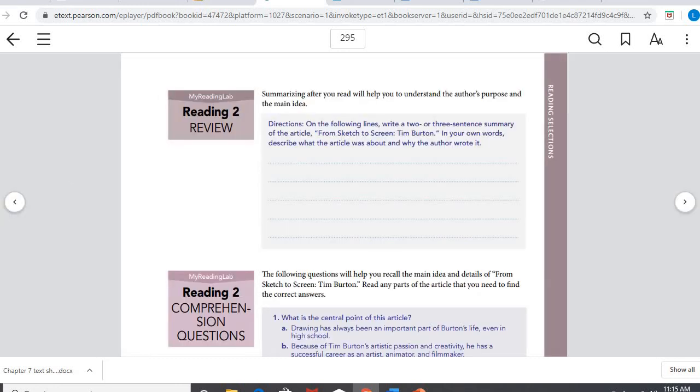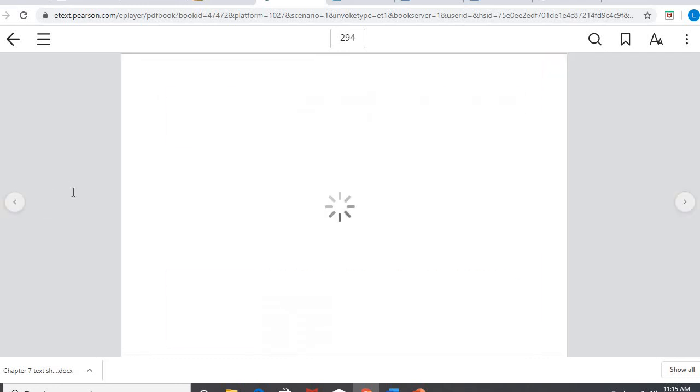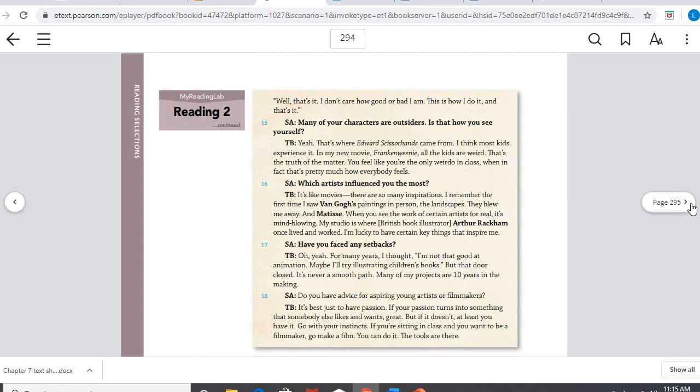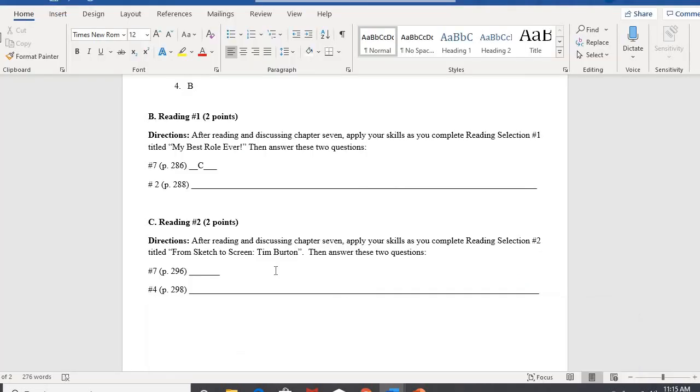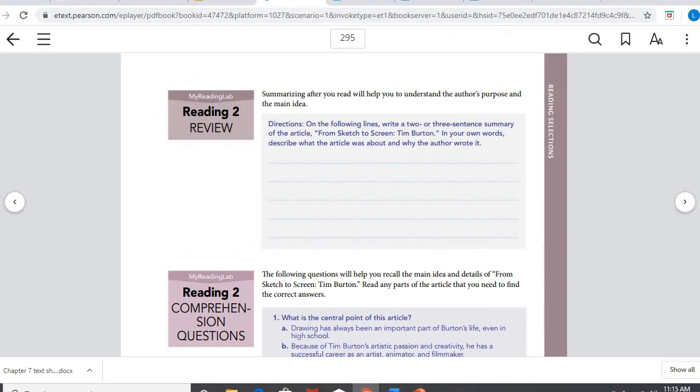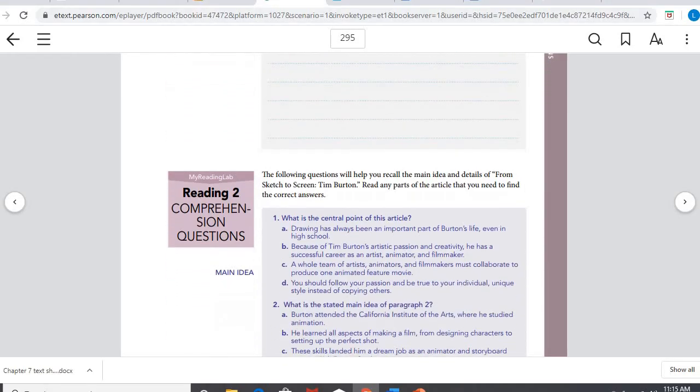Okay, hopefully you have now read the article. We're going to answer a couple questions together. So if you're looking at your text sheet, we're going to answer question 1, but you don't have to fill out until number 7. But we're going to look at number 1. It says, what's the central point of this article? This was 18 paragraphs. So we know this is about Tim Burton. So we could throw out C and D. So we're left with A and B. The central point of the whole article is B. He talks about his passion, his creativity, and that is really what helped him be successful.